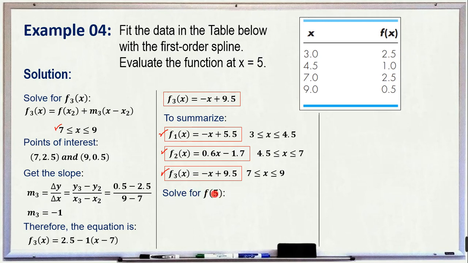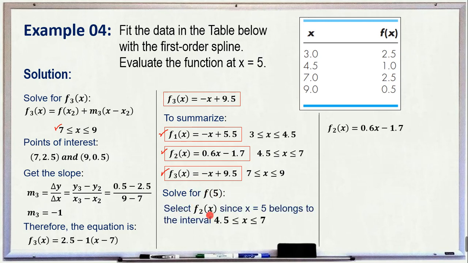So we're going to solve for f of 5. Now we're going to select the second linear spline. It's because x is equal to 5 belongs to the interval 4.5 is less than or equal to x, and x is less than or equal to 7. Now we're going to use this linear spline equation. Substituting x equals 5, we have f2 of 5 is equal to 0.6 times 5 minus 1.7. Evaluating this expression will give us the value of our f2 of 5, that is equal to 1.3.